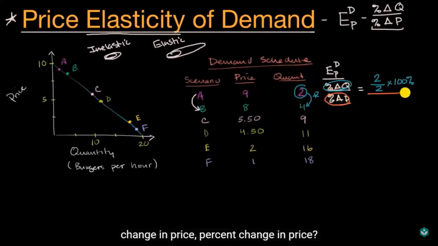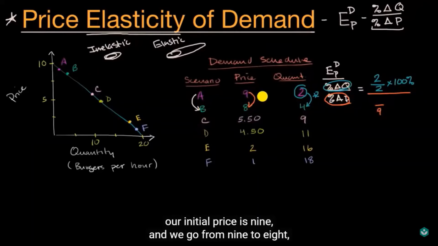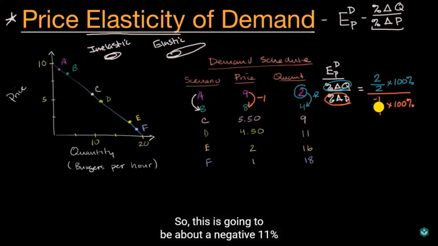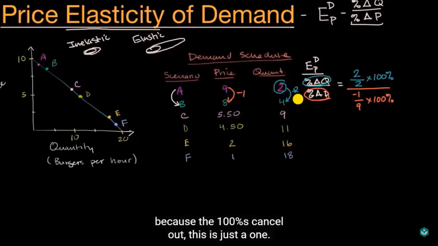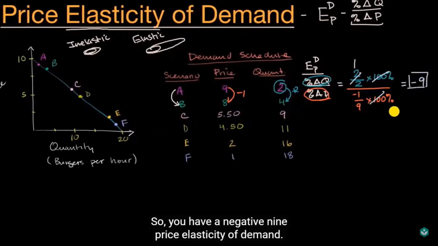Percent change in price. So our corresponding percent change in price, our initial price is 9. And we go from 9 to 8. So we're going down by 1. And then we multiply that times 100%. So this is going to be about a negative 11% change in price. And this math is reasonably straightforward because the 100% cancel out. This is just a 1. 1 over negative 1/9 is just going to be equal to negative 9. So you have a negative 9 price elasticity of demand.